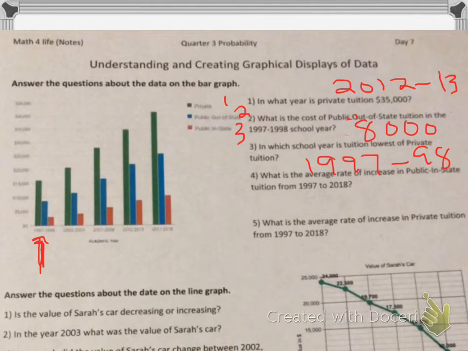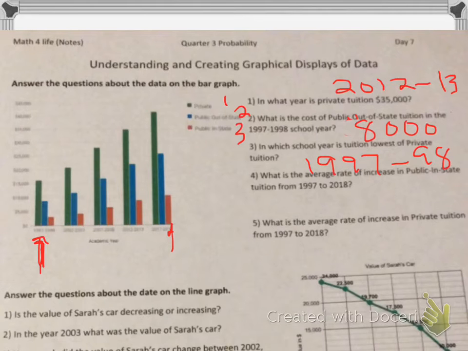All right, number 4 is a little bit more complicated. It says, what is the average rate of change or increase in public in-state tuition from 1997 to 2018? The column that we're looking at this time, public in-state, is column number 3, the lowest ones that you see on each of these little columns here. If we want to find the average rate of change, it's really like finding the slope. We're finding the change in our y values over the change in our x values.